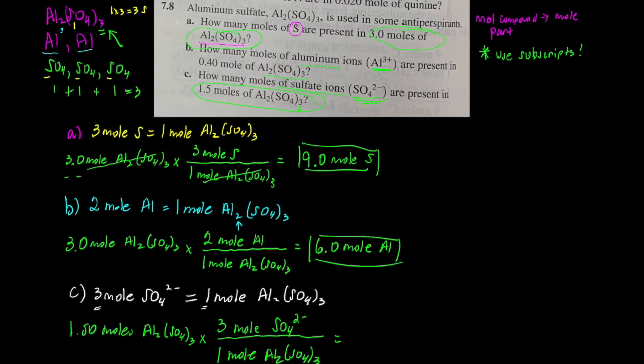That's 4.5, right? So I messed up. The number should have been 1.5, not 1.50. So we write the final answer in 2 sig figs, which is 4.5 moles of sulfate. Okay. Now I've been kind of lazy canceling my units here, but it's a good idea to cancel the units that cancel so you can keep track of things.